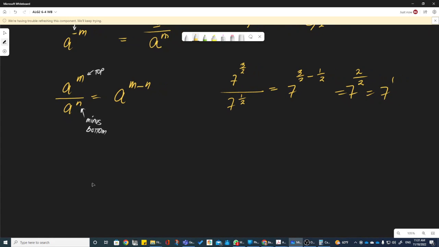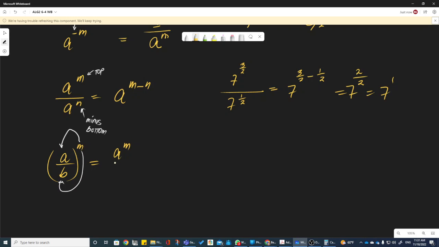And last but not least, A over B, all of it to the power of something. Okay? So you gotta take this exponent and apply it to the top one and apply it to the bottom one. Okay? So this is equals to A to the M over B to the M.